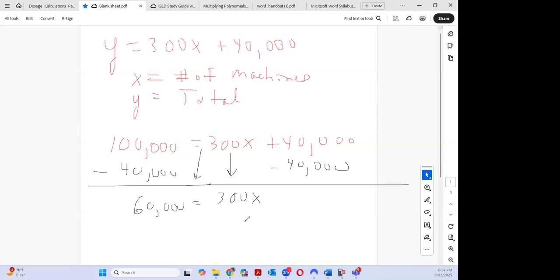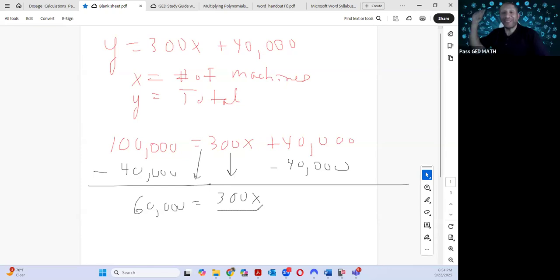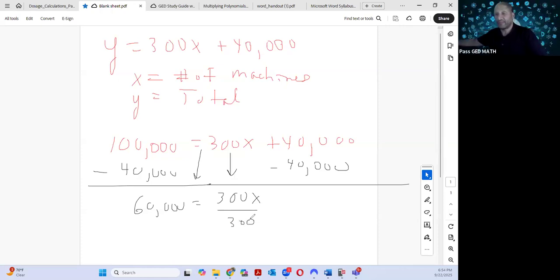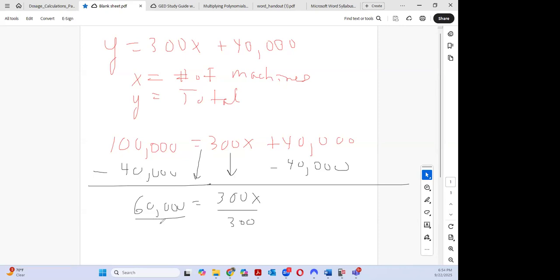What can I do? Divide. Why did you say divide? Because the opposite of multiplication is what? Division. So I divide by 300. What's my next step? Divide by 300 on the other side.